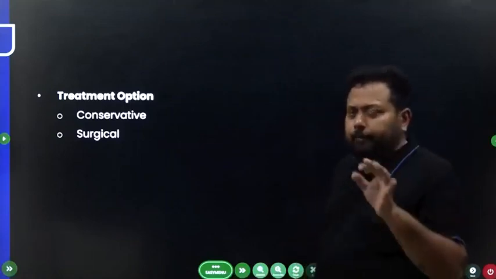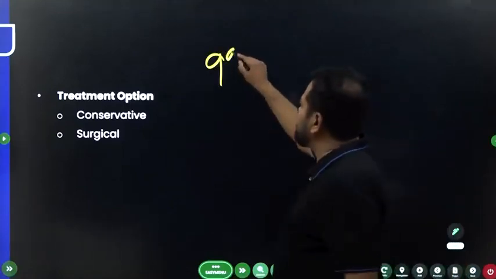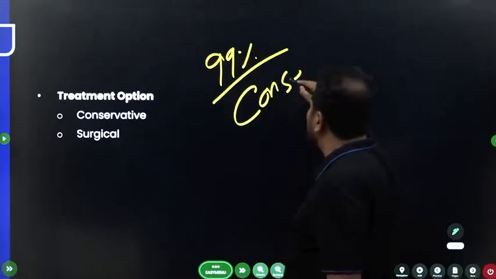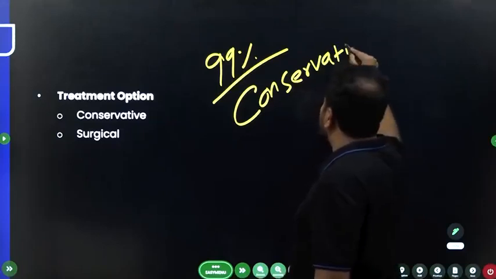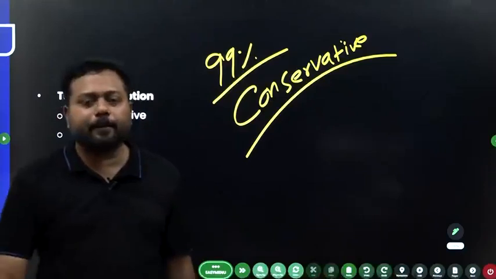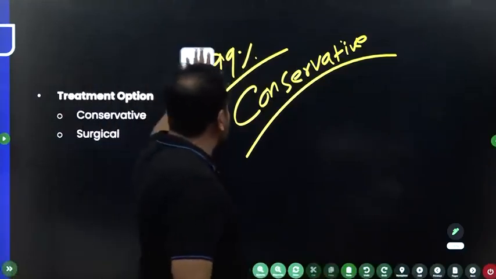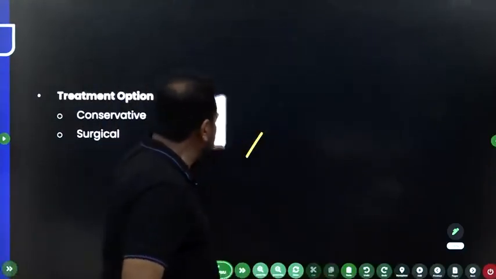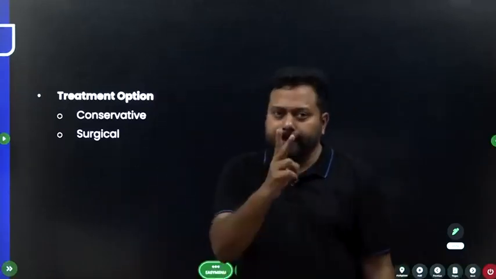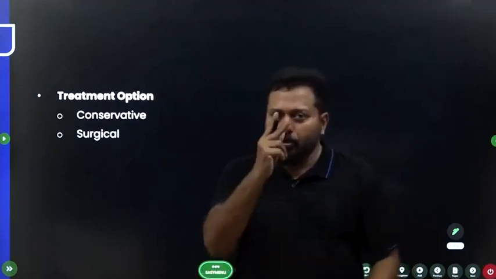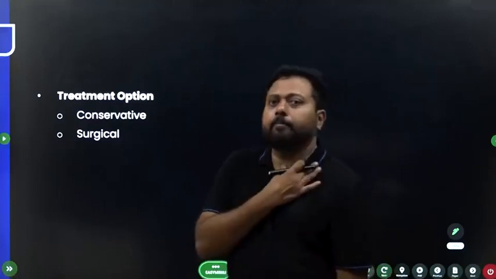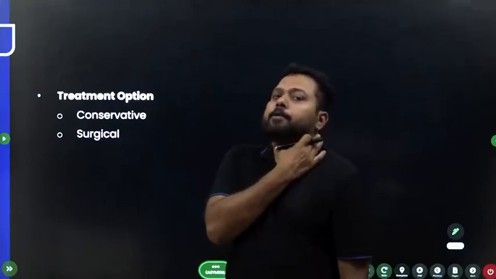I am telling you, 99% of fracture clavicle, treatment of choice is conservative. So treatment of choice for 99% of fracture clavicle is conservative. What conservative management you are giving, just focus your attention on me. We had seen two deforming forces, yes or no? Two deforming forces. Lateral 1/3 pulled down by weight of your upper limb, medial 2/3 pulled up by sternocleidomastoid.